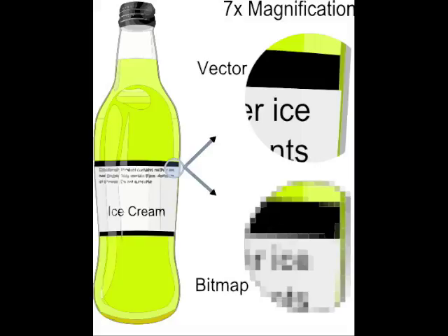The vector-based illustration is on the left. The upper right image shows the image magnified as a vector image, but the lower right image shows the same magnification of it as a bitmap image. You can see that the raster image has lost clarity, but the vector-based image has not.